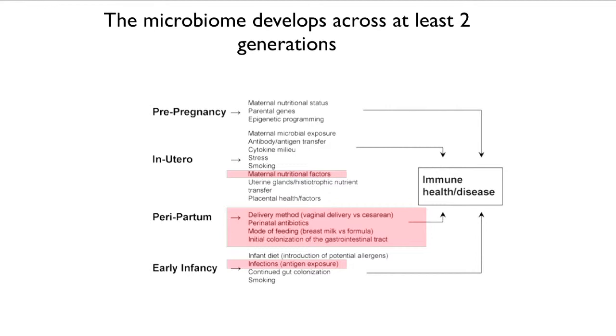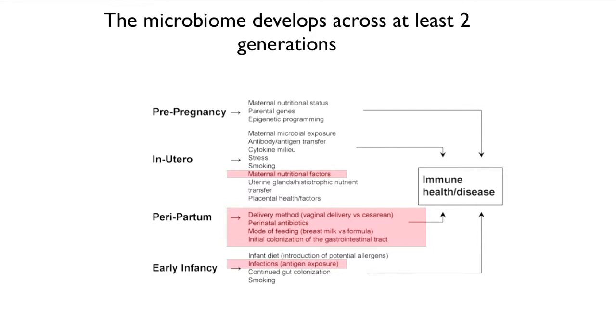The microbiome develops in a complex manner over a number of generations. So there are things that happen before pregnancy that set up the situation in the mother before she gets pregnant. Then, while the infant is developing in utero, all sorts of things can affect the kinds of bacteria that are living in and on the mother's body, including smoking, nutrition, the cytokine milieu, all sorts of things.